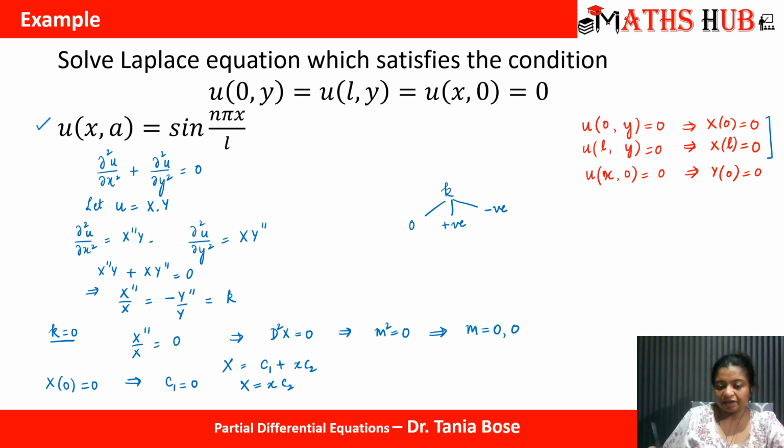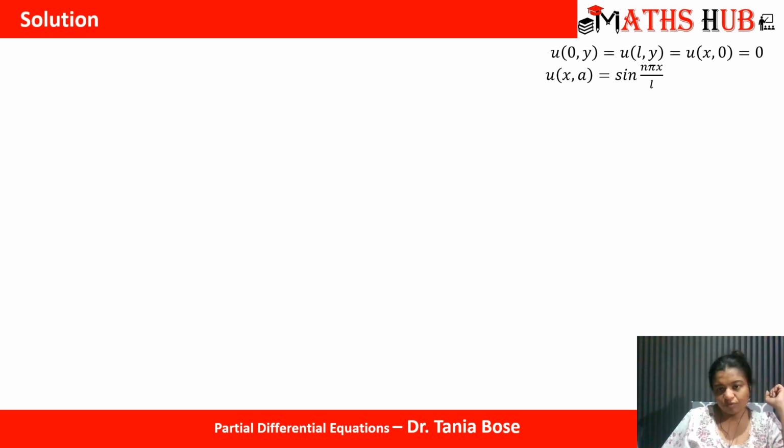Now let us apply the second condition. The second condition is X at L is equal to 0. So this implies c2 into L is equal to 0. Now L is the length of the bar, so L cannot become 0. So this implies c2 is equal to 0. So that will imply your X becomes equal to 0. If X is equal to 0, then automatically u will become 0 and this will lead to a trivial solution, right? But are we interested in a trivial solution? No, right? So what we do, we move on to the second case, that is when k is positive.